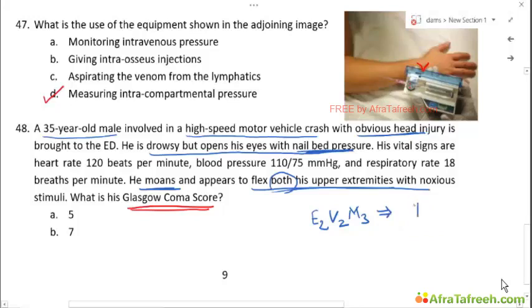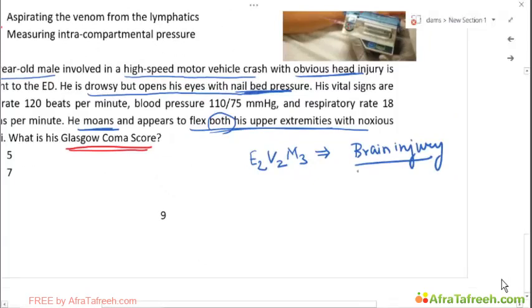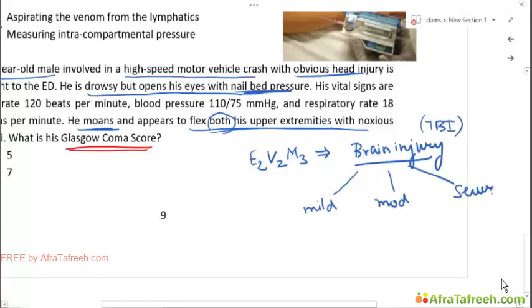Okay. Now, good thing is that, as I said, this was developed to quantify the neurologic disability in patients with brain trauma, brain injury. Now, going a step further, patients with brain injury, or traumatic brain injury, TBI, they can be classified as mild, moderate, and severe based only on GCS itself.